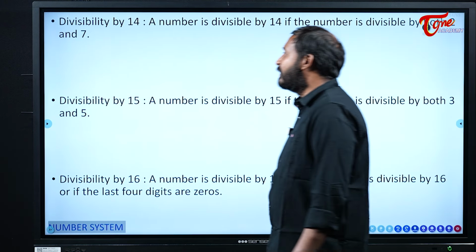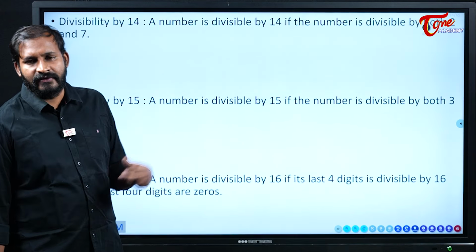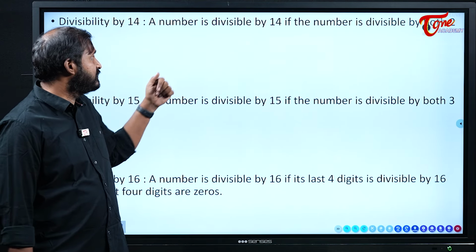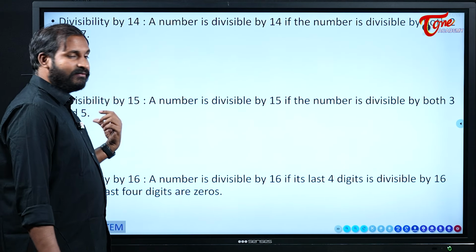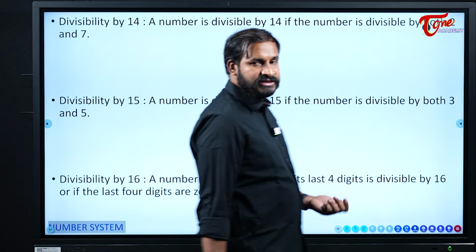Next, divisibility by 14. Just now I told you, how will you get 14? 2 into 7, 2 and 7 are co-primes. So, any number which is divisible by both 2 and 7, that number is divisible by 14. 15, 5 and 3 are co-primes. So, any number which is divisible by both... similarly 16. Last 4 digits are divisible by 16.